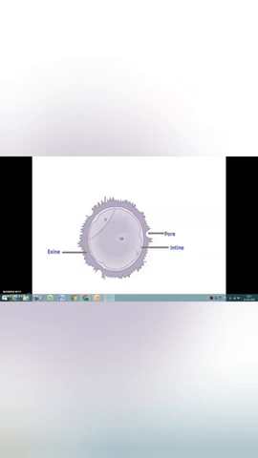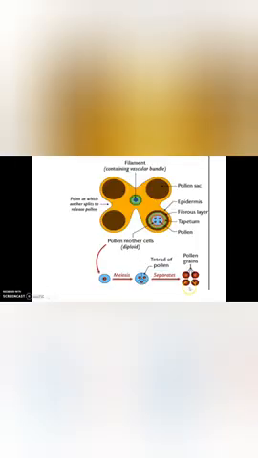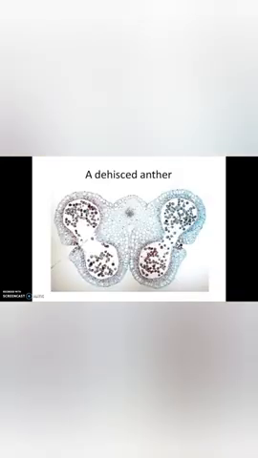Exine is followed by the inner wall layer intine. It is made up of cellulose and pectin. Okay. Then the cytoplasm of the pollen grain is surrounded by the plasma membrane. After the formation of pollen grains, the endothelial cells lose water, which leads to tension in their cell walls. This tension causes dehiscence, or breakdown, bursting of the anther.